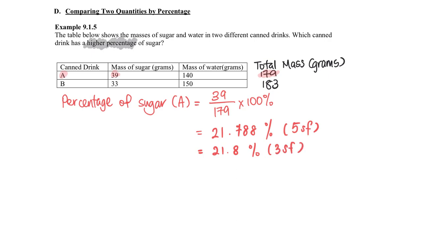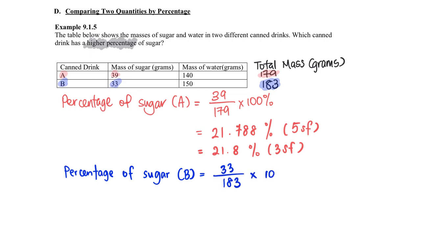And now I am going to move on to try and find the percentage of sugar for B. Here, I will have 33 over the total 183, 33 over total 183 times 100%. And let's see what percentage this will give me. 18.033% to 5 SF, followed by 18.0% to 3 SF.